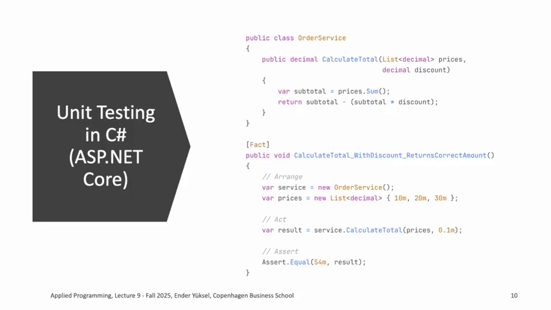The test follows the AAA pattern: arrange, act, assert. This is a universal testing pattern you'll see everywhere. Arrange means set up everything you need for the test. Here we create an order service instance and prepare our test data, which is 3 prices totaling 60. Act means execute the code you are testing. Here we call calculate total with our prices and a 10% discount.